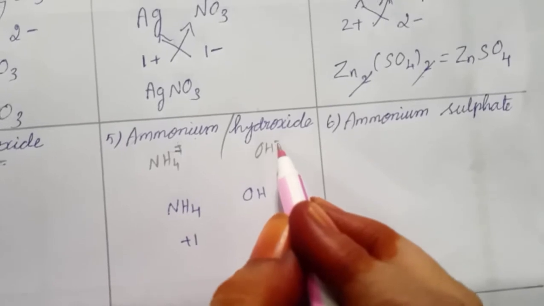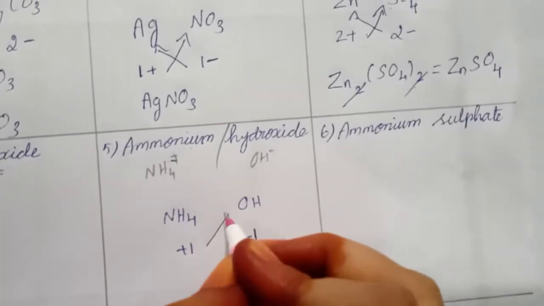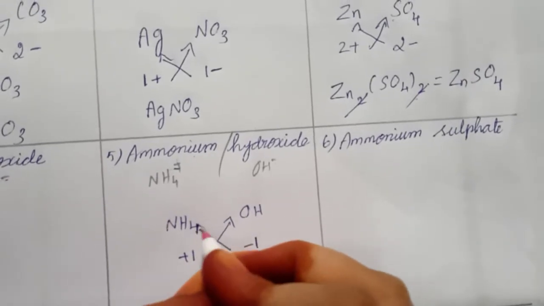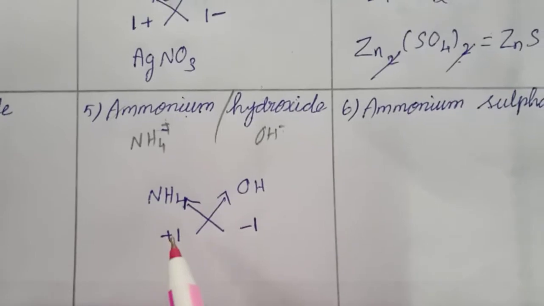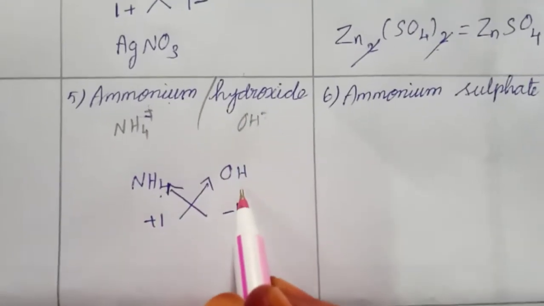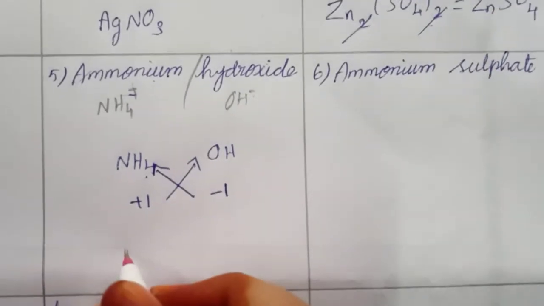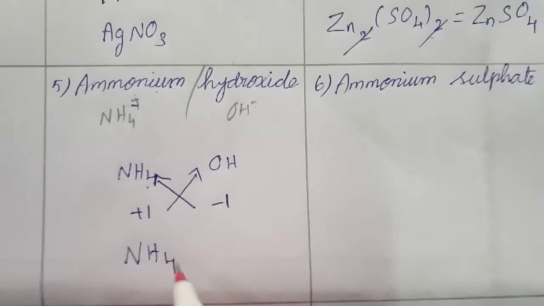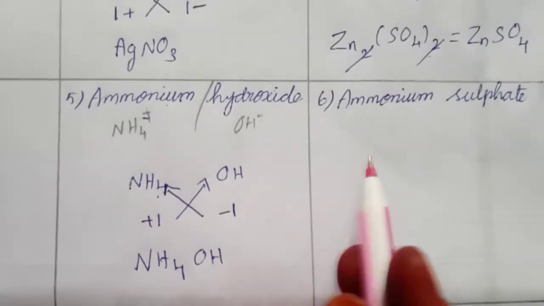Here hydroxide there is no number, so minus 1. Okay, next step we have to interchange the number. Here both are polyatomic ions. NH4 is also a polyatomic ion, OH is also a polyatomic ion, but no problem, here only one is there, so we can write NH4OH. Okay, this is the symbol for ammonium hydroxide.